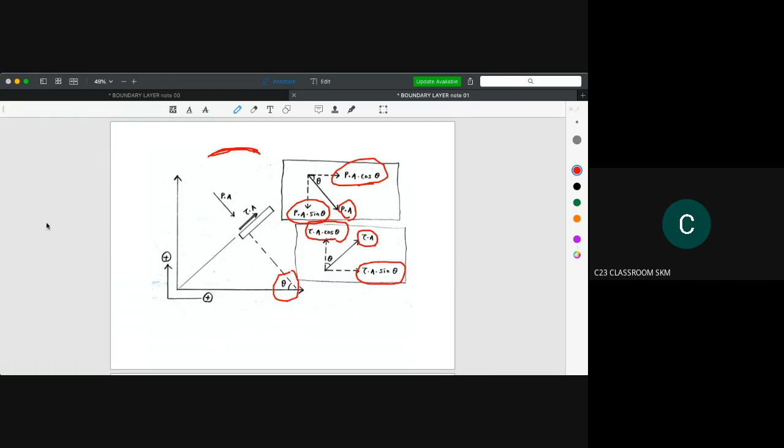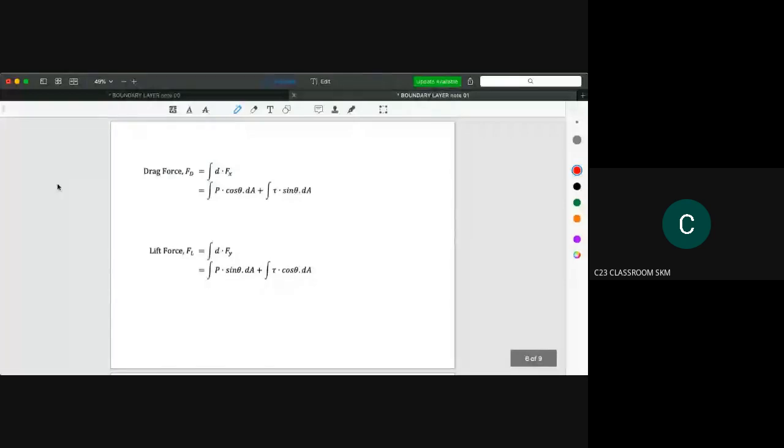I think you already know how to do this. So we get back our basic equation for drag and lift force. Drag force is a force which is parallel to the airflow. So we write it down as dFx, and then we put all the forces that occur on the x-axis. So we have P cos theta dA, where dA here is the area, and tau sin theta dA.